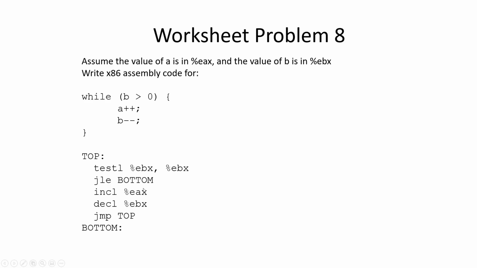Okay. And then just for variety and to demonstrate some other things, for the increment, I've got an increment. These take all of the suffixes too, so L for the long data, incrementing A, and then decrementing B. And again, then jump to my top label and got my bottom label if I want to skip this loop.